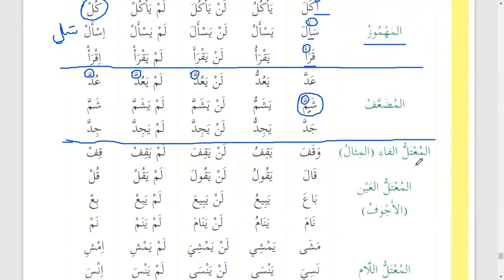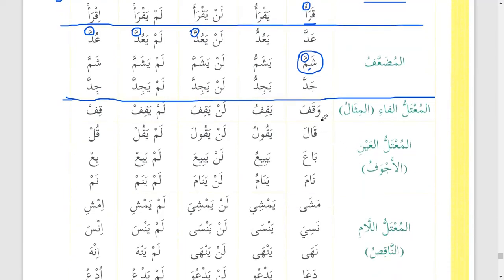Then we have mu'tal, and I hope you remember mu'tal. Mu'tal means when one of the root letters has waw or ya, that is called mu'tal. And in mu'tal we have mu'talul fa, which is called al-mithal. In al-mithal we have waw or ya as the first root letter. However, the Sheikh has discussed only the waw as the first root letter because this is the most common one. And the change that takes place, do you remember the change that takes place in mu'tal?